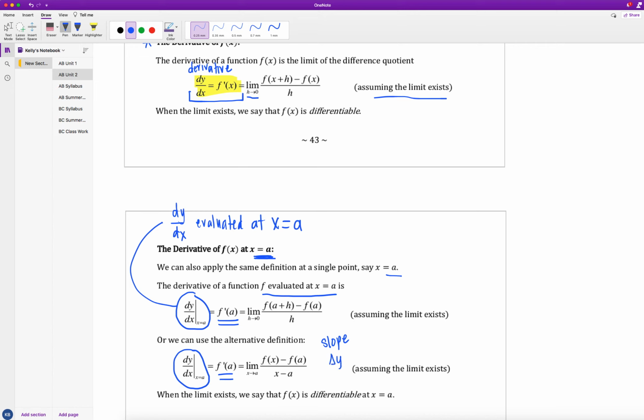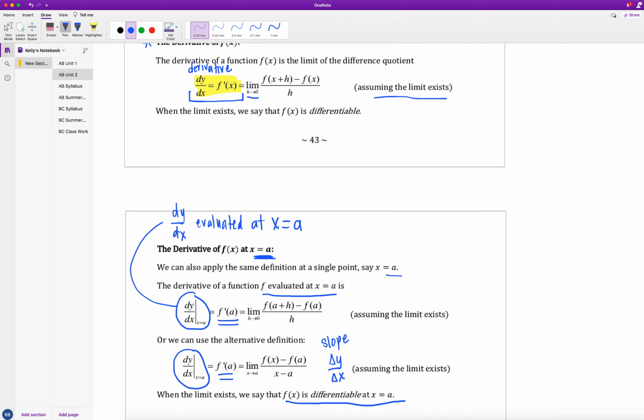Remember, this is our change in y over change in x that we're used to seeing from an algebra course. And again, if this limit exists, we say that f of x is differentiable at x equals a, meaning the derivative of f does exist at x equals a.